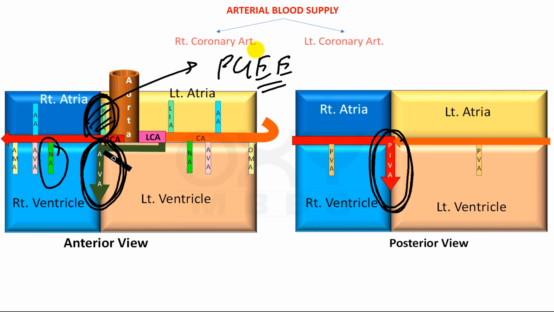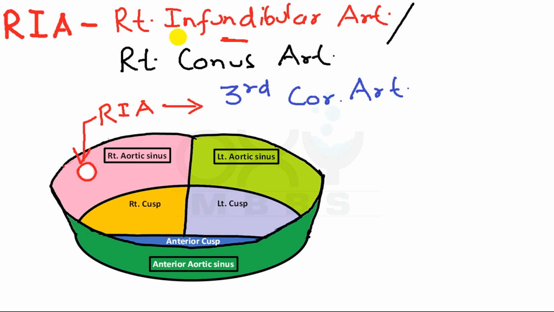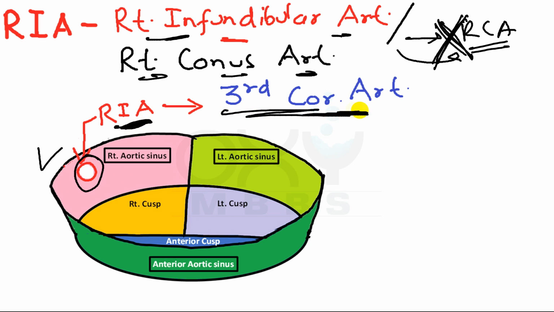Okay, so now let's talk about some important points about these branches of the coronary arteries. The right infundibular artery, also called the right conus artery, is mainly a branch from the right coronary artery, but sometimes this artery does not originate from the right coronary artery, rather it originates directly from the aorta and from the right aortic sinus, and then this right infundibular artery is called the third coronary artery.